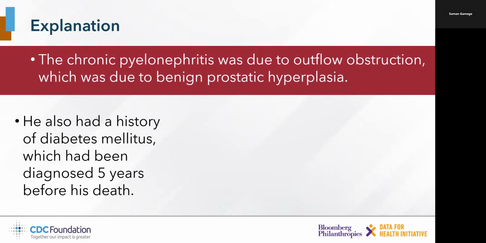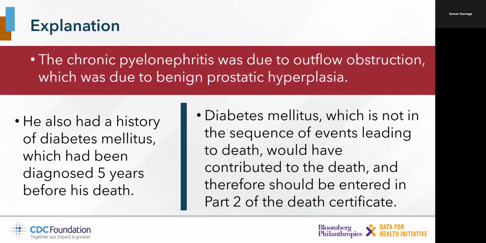He also had a history of diabetes mellitus, which had been diagnosed 5 years before his death. So, diabetes mellitus, which is not in the sequence of events leading to death, would have contributed to death and therefore should be entered in part 2 of the death certificate.